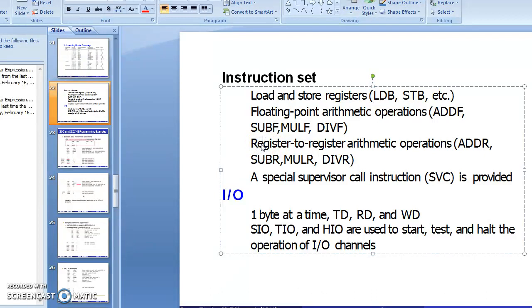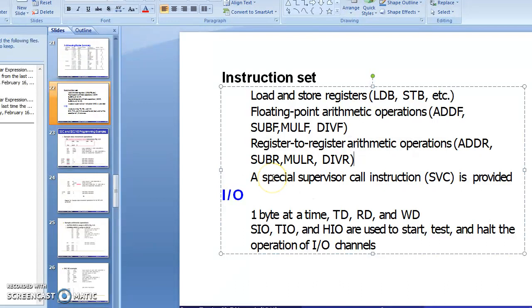What's the next one? Register to register arithmetic operation. That means we are going to include the same four kinds of arithmetic operation. We are going to include R. What is R here? ADDR, that is add register. Then SUBR, subtract register, MULR, multiplication register, DIVR, division register.